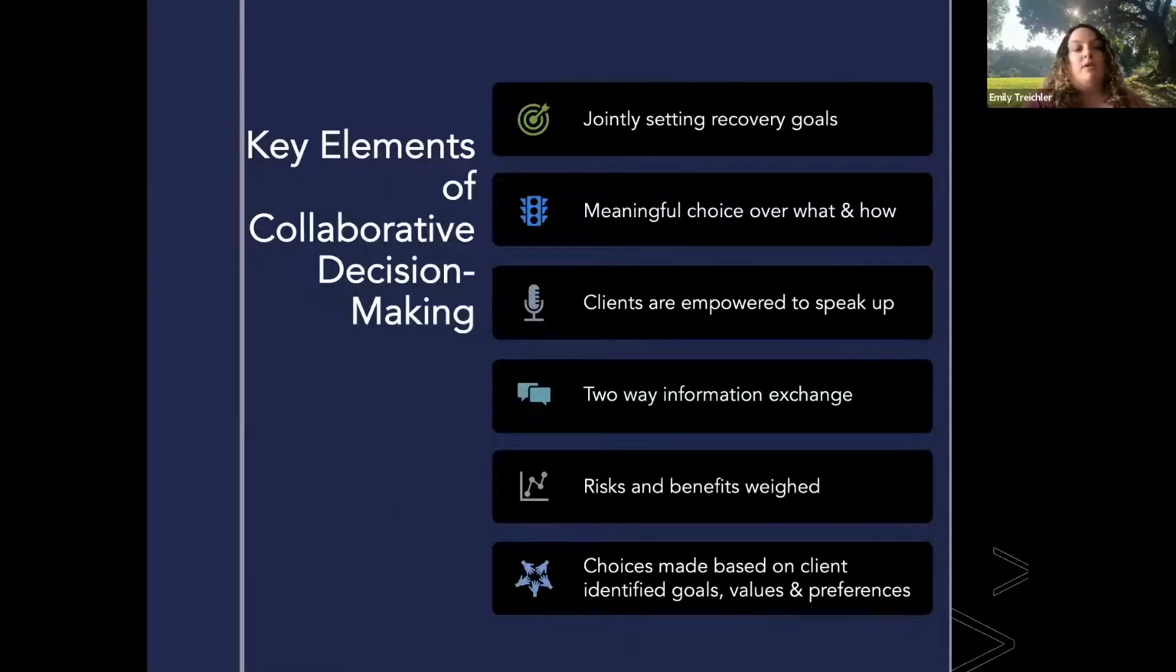One of the things that we have found in our work is that there's often kind of this discrepancy between what clinicians think the treatment goal is and what clients think the treatment goal is. So we really want to make sure we're on the same page.